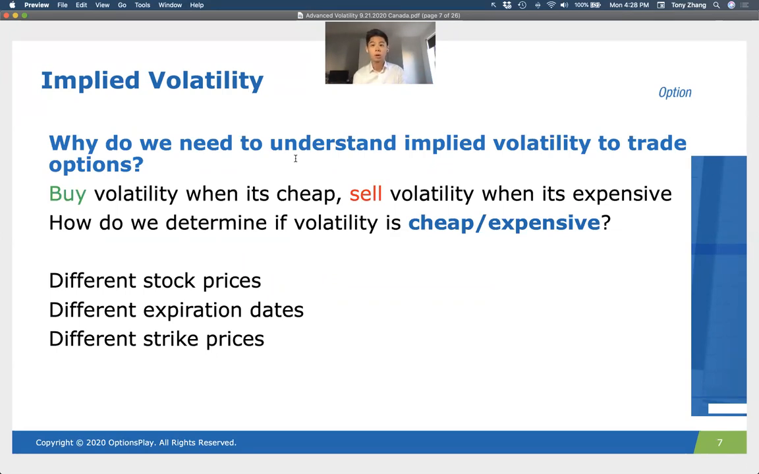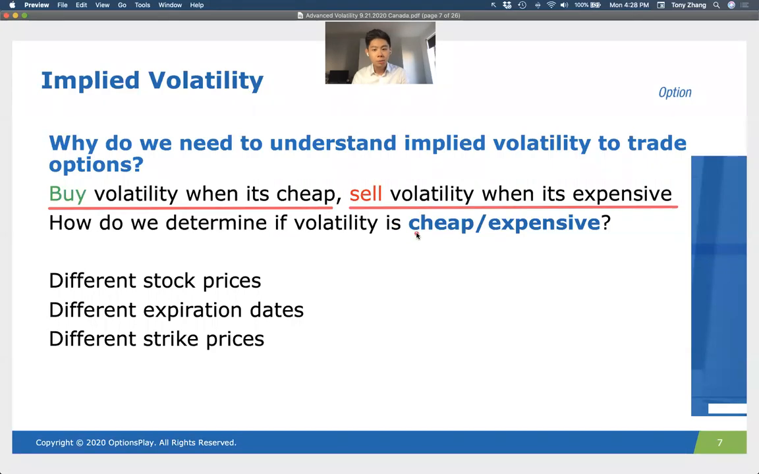So today we're going to go through some exercises to show you how we measure implied volatility, how we determine whether an option is cheap or expensive, and then from there, how we use implied volatility to help us select expiration dates and strike prices, okay? We've already talked about why we need to understand implied volatility. It's so that we understand when to buy volatility when it's cheap and sell volatility when it's expensive.